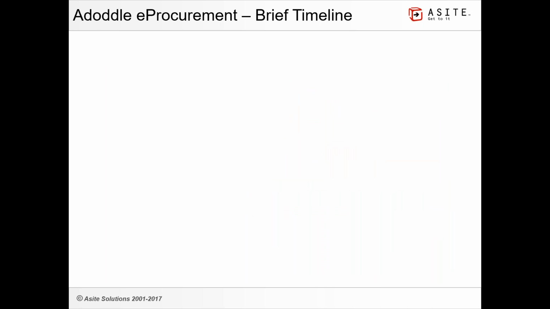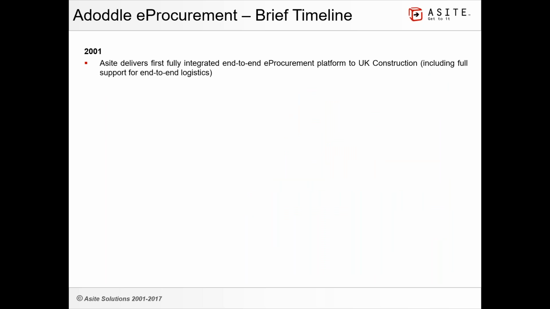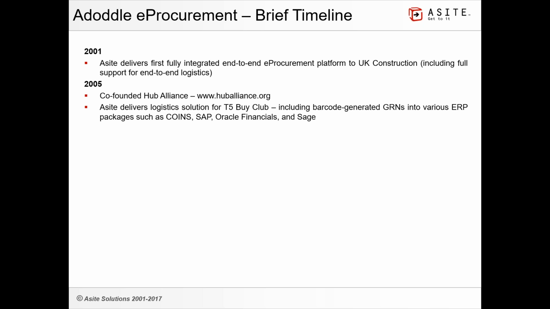Just to take a quick look at the Adoddle timeline, what we have done since Asite was first formed. In 2001, we delivered a fully integrated end-to-end e-procurement platform for UK construction. We have been doing e-procurement since day one. It's one of our key solutions. We also worked with the Hub Alliance, making it easier for other systems and third-party systems to connect without having to start the translation process from scratch.